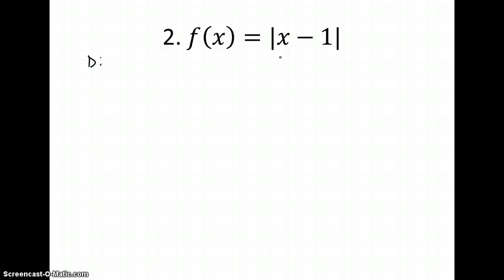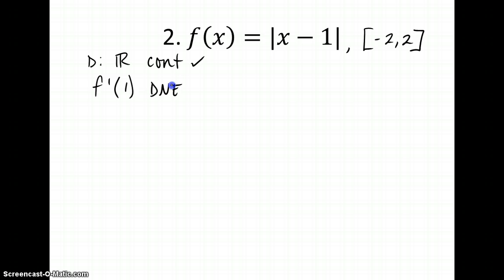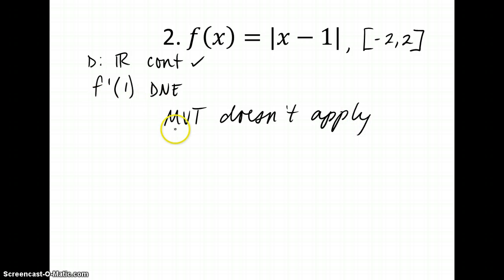The domain of this function, absolute value of x minus 1, is all real numbers, therefore it's continuous, and I did not give you the interval here. This is from negative 2 to 2. The derivative of this, however, we've looked at this enough. The derivative is not going to exist at the sharp turn. Where does the sharp turn occur? The sharp turn occurs at whatever makes the inside of the absolute value function equal to 0. So the mean value theorem does not apply. Again, how come? Because the derivative at 1, which is in the interval, does not exist.